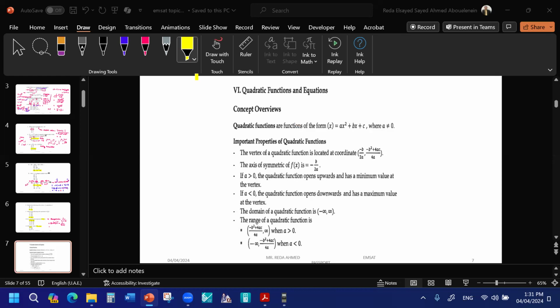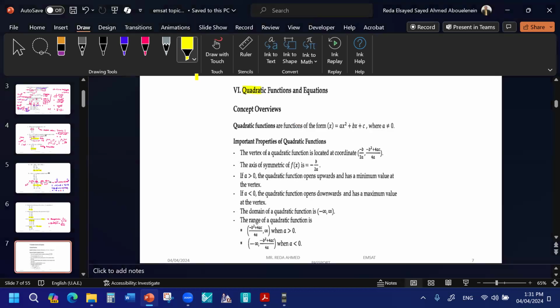Now we can find quadratic functions and equations. This is a concept overview. If we have a quadratic function in the form ax squared plus bx plus c, you have to keep in mind that a cannot be 0.